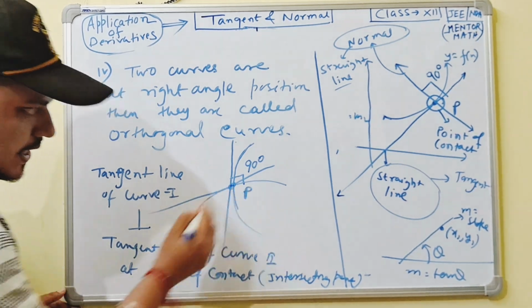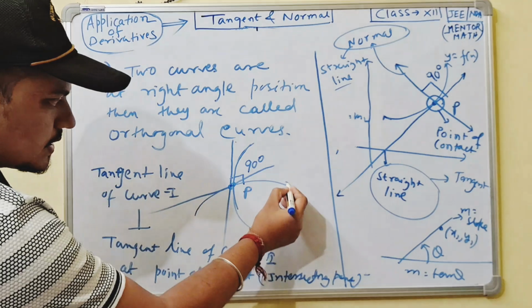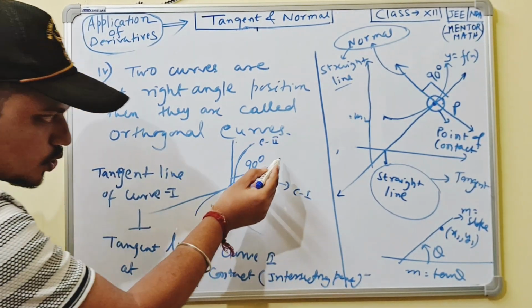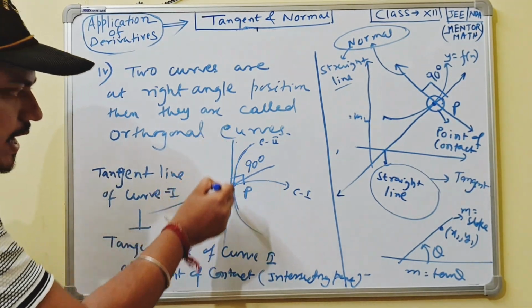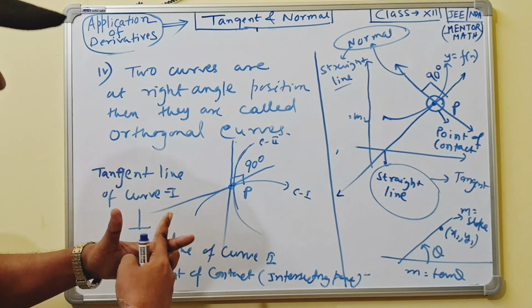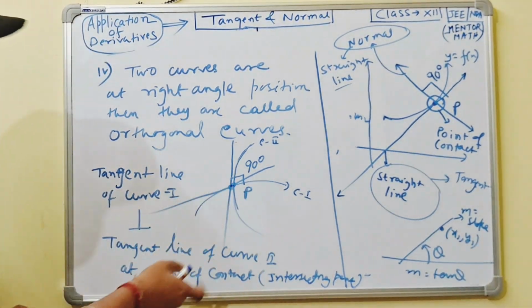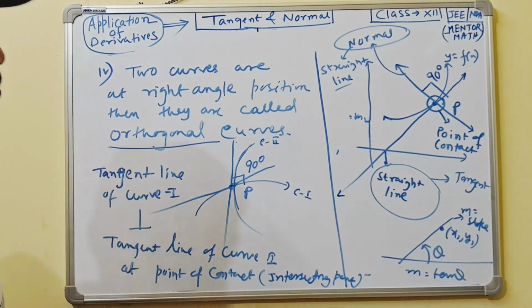So you can see that there are two curves intersecting at some point. Let us take P, and you can draw the tangent at P for curve number 1. Let us take this as curve 1 and this as curve 2. First of all, you have to draw the tangent at P for curve 1. Similarly, you can draw the tangent line for curve number 2 at the same point P. If the two lines are perpendicular to each other, then you can say that these two curves are orthogonal curves. Okay, you have to know that point also.